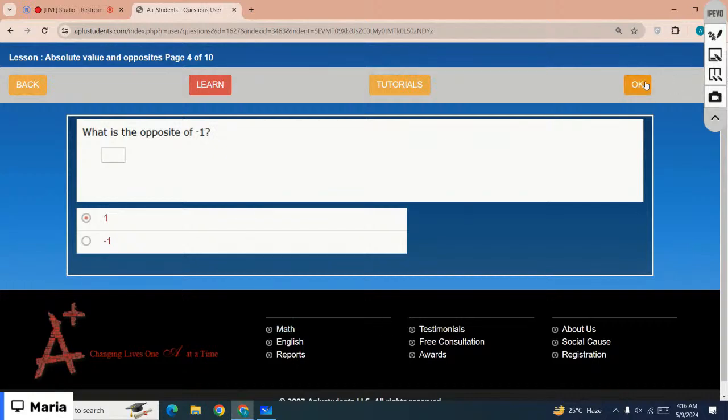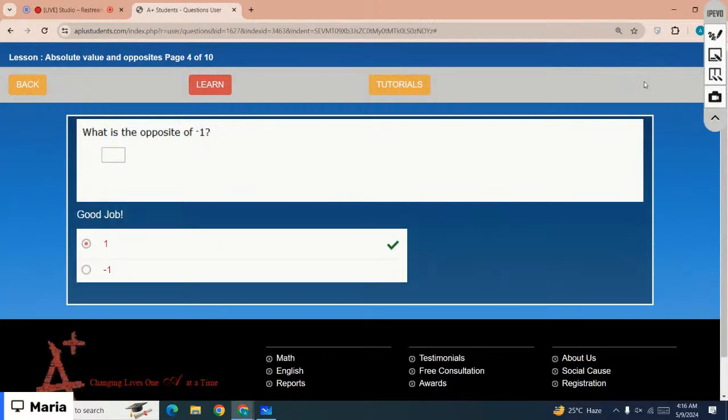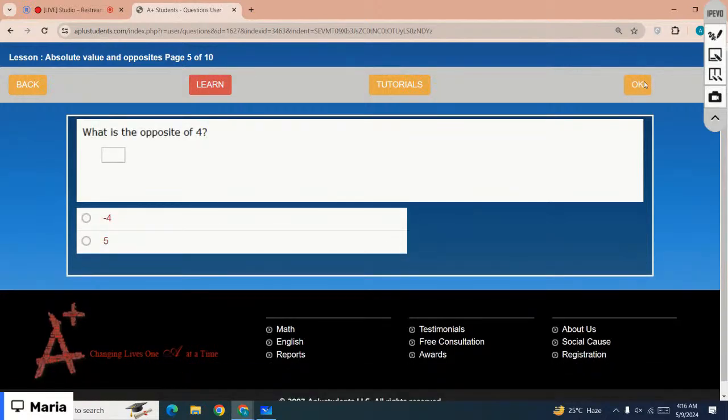Option 1 is the correct option. What is the opposite of 4? Which is the correct option? Opposite of 4 is negative 4, right?